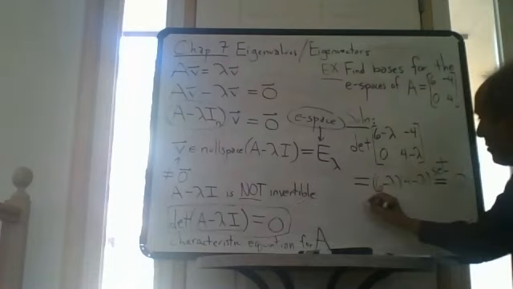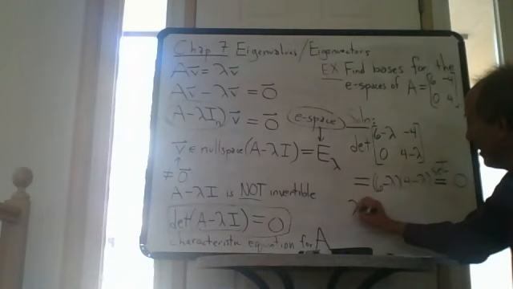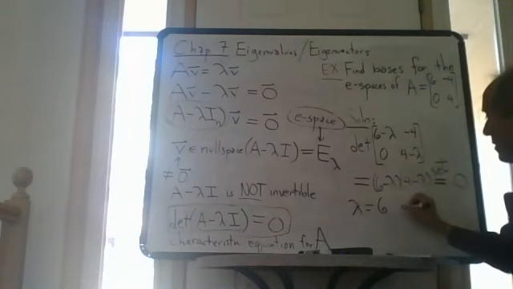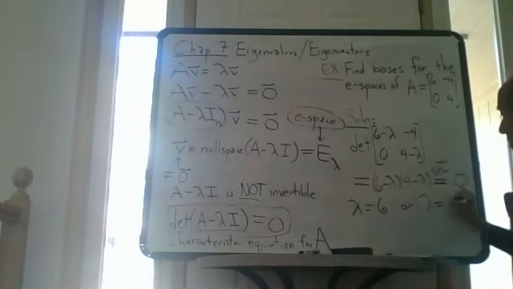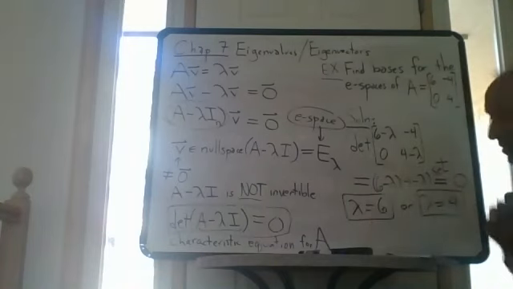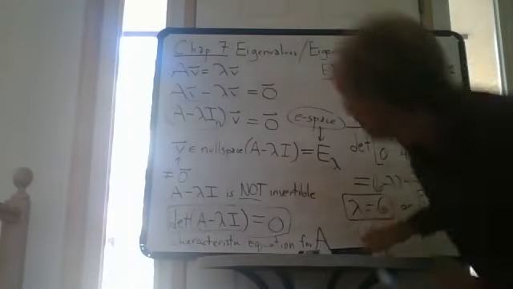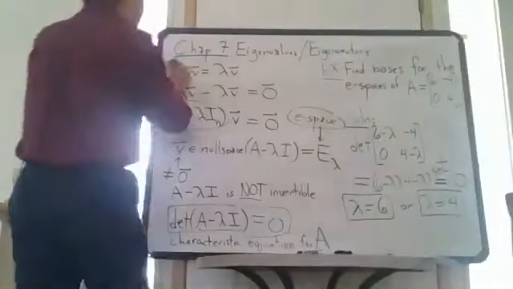And the minute that you do that, you've already got a nice factored expression. You can see that lambda is equal to 6 or lambda is equal to 4. These are your eigenvalues, those are the eigenvalues for your matrix. Okay, let's come back over here.